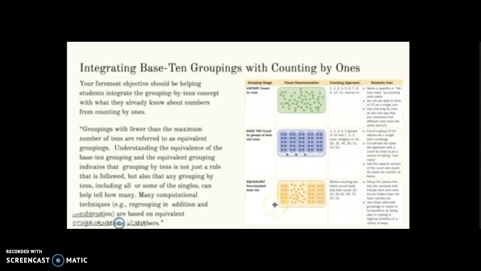Equivalent non-standard base 10. So now before counting, students will trade and then count by 10, 20, 30. That's when we start grouping the pieces flexibly into versions that include tens and ones, but all trades have not been carried out. Use these alternative groupings to relate to computation by being able to trade or regroup numbers in a variety of ways.